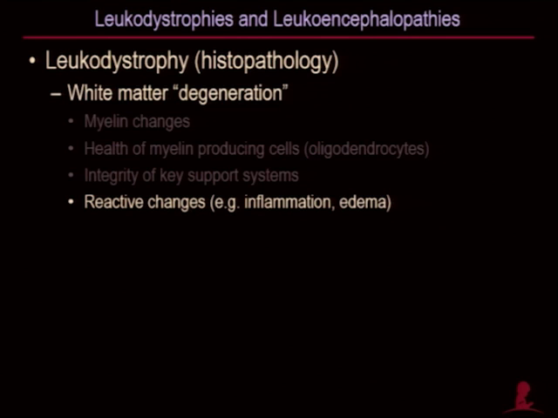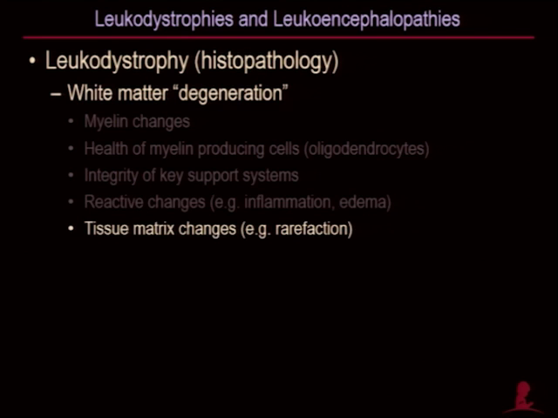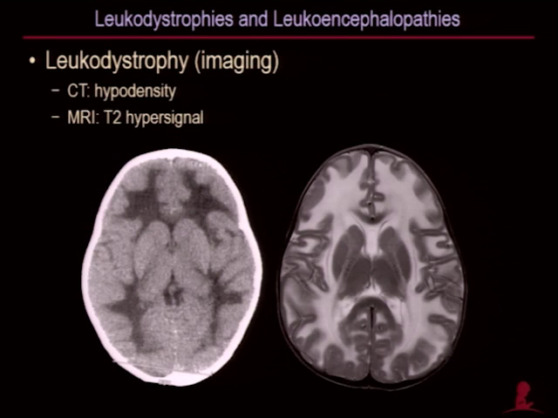When we discuss this from the imaging point of view, we have to consider reactive changes which may intermingle with the primary abnormalities, such as inflammation and edema. Ultimately many of these conditions lead to very profound tissue matrix changes, which may again dominate the imaging phenotype towards the end of the disease process, when the actual primary changes are not discernible anymore.